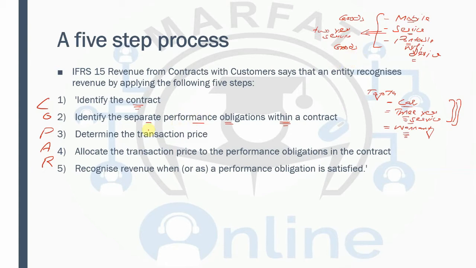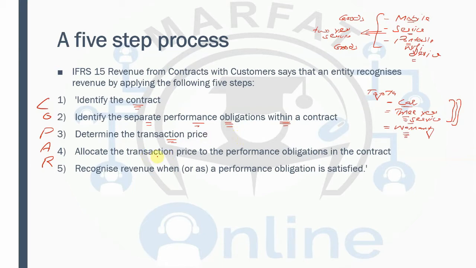So the second step is to identify separate performance obligations within a contract. And this is something very important. We'll be doing an objective test question related to that in a while. Now the third one is determining the transaction price. When you are entering into a contract, the contract is going to have a transaction price. It may have fixed consideration, it may have variable consideration, it may have non-cash considerations.